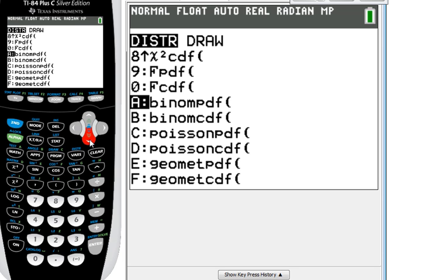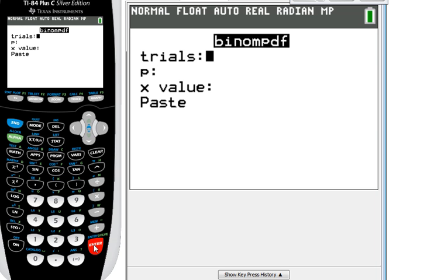Well, mine actually on my newer calculator happens to be letter A. You need to look for this one. Make sure you have binom PDF listed. If it's a newer calculator, it's going to be choice A. If it's an older calculator, it's probably choice 10. All right, we hit enter. So we're on binomial PDF.